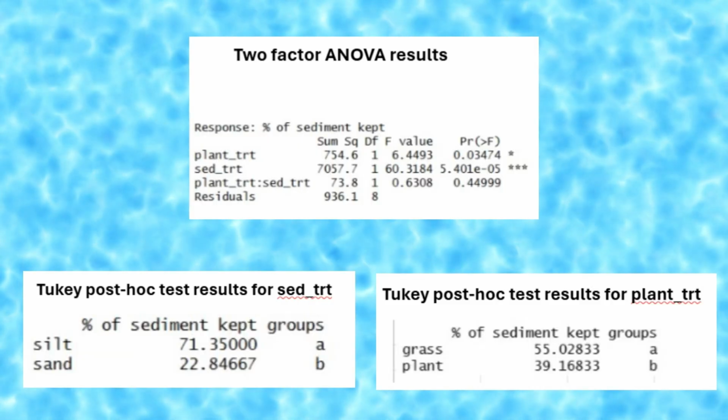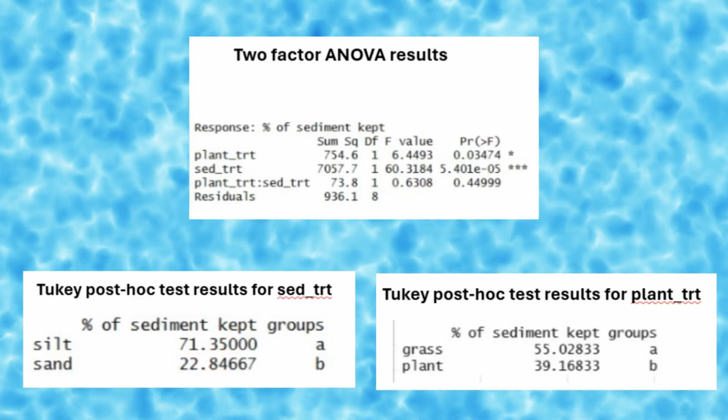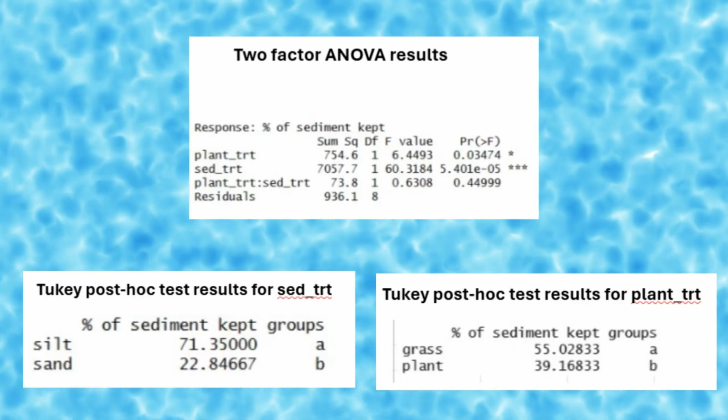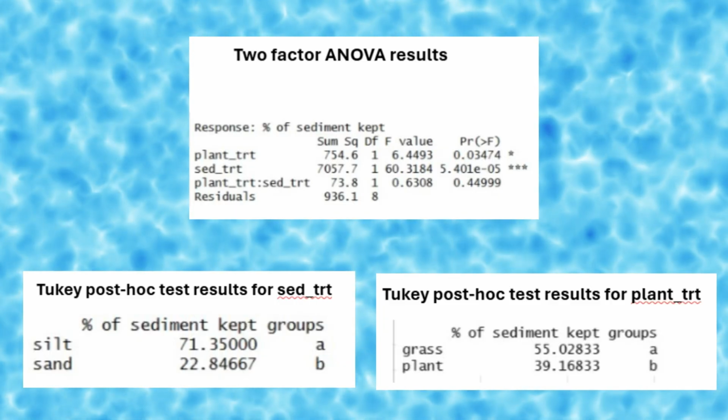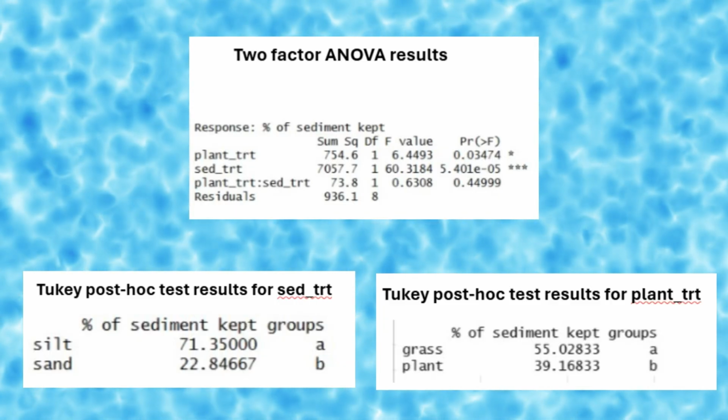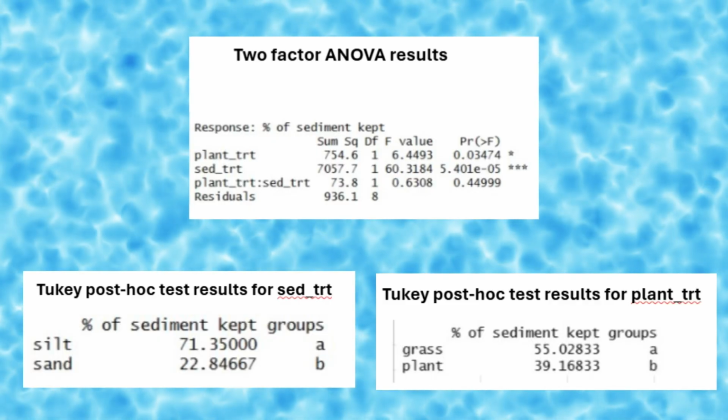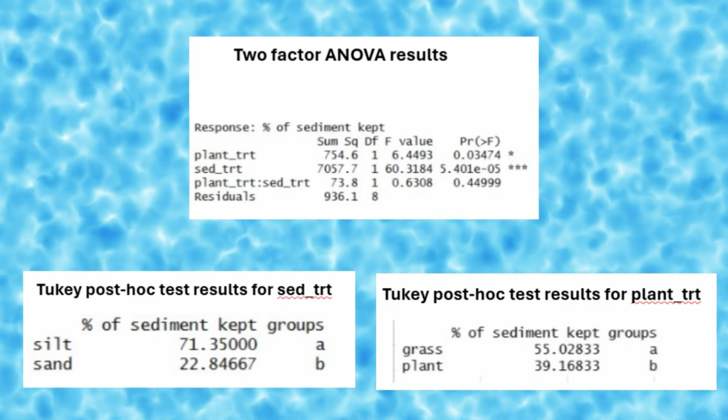To further analyze the results acquired from the experiment, an ANOVA test was performed. From the test results, we can interpret that both plant and sediment treatment have a significant effect on the percent of sediment kept, since their p-values are smaller than 0.05. As for the interaction between them, we can conclude that it is not significant, and that they are independent of each other, since the p-value is larger than 0.05.